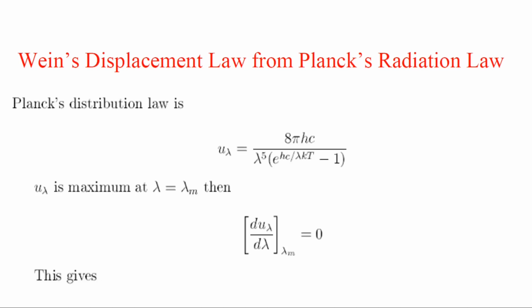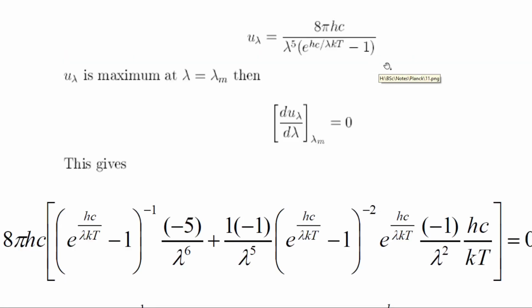In order to do that, we have to differentiate u_lambda with respect to lambda and equate it to 0. Look at this: 8 pi hc is constant here. We have two functions. 1 by lambda to the power 5 is one function and another function is 1 divided by e^(hc/lambda kT) minus 1. This is the second function. We can use the product rule to differentiate u_lambda. I will write 1 divided by e^(hc/lambda kT) minus 1 as (e^(hc/lambda kT) minus 1) to the power minus 1.